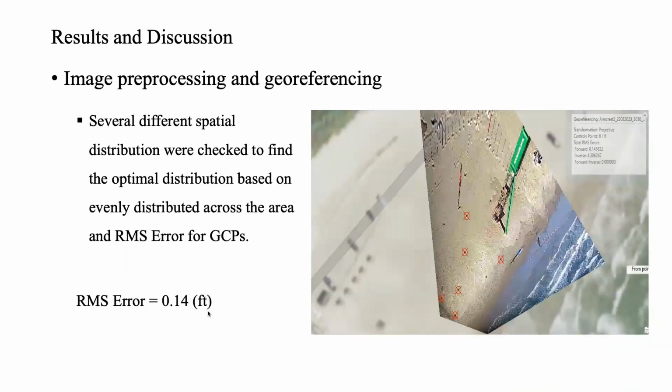And also in this step, I've tested different spatial distributions to find the optimal distribution based on being evenly distributed across the area and RMSE for GCPs. And you can see the result for the best distribution using a projective transformation in this picture.